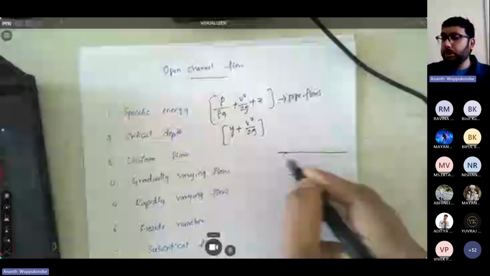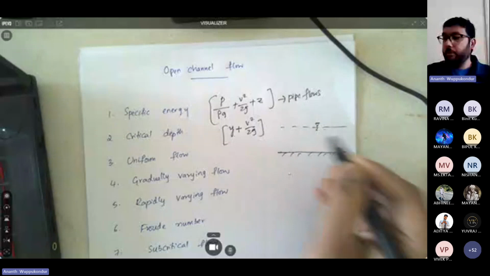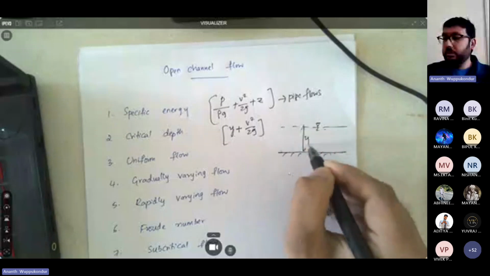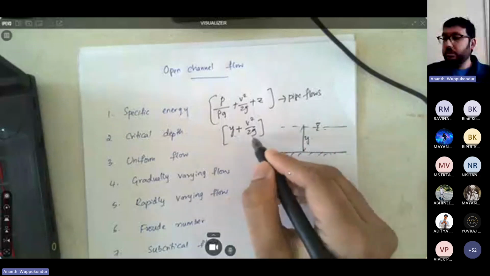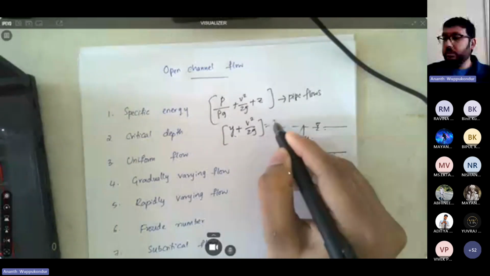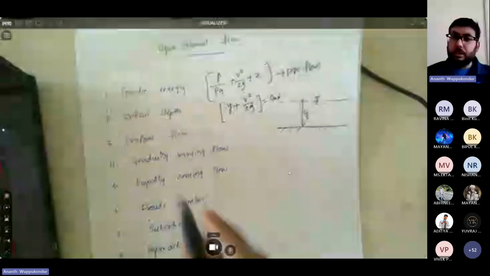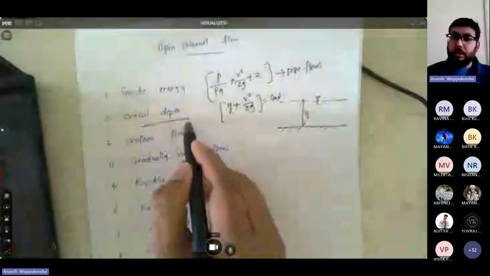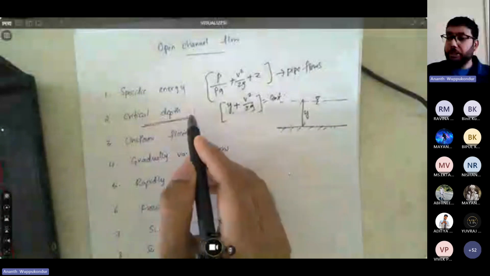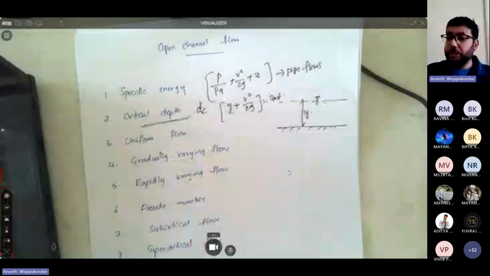So let's say this is the channel bed and you have a flow to a certain depth. If the depth is y, then that is the hydraulic head plus the velocity head. So this specific energy is constant. And critical depth is the depth that flow would achieve when the specific energy is minimal. And that is usually represented by DC.